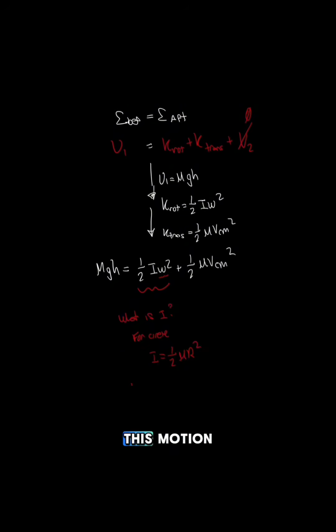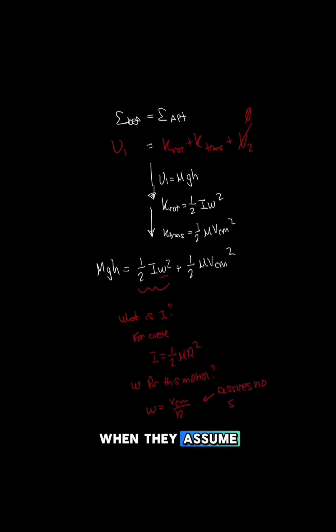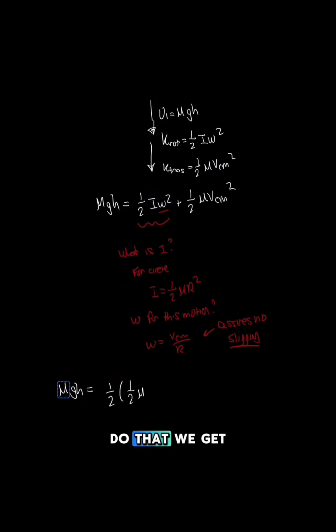Also, what is omega for this motion? We can also replace omega with VCM over r. This relationship holds when they assume that there's no slipping in the motion. And so if we do that, we get this expression here.